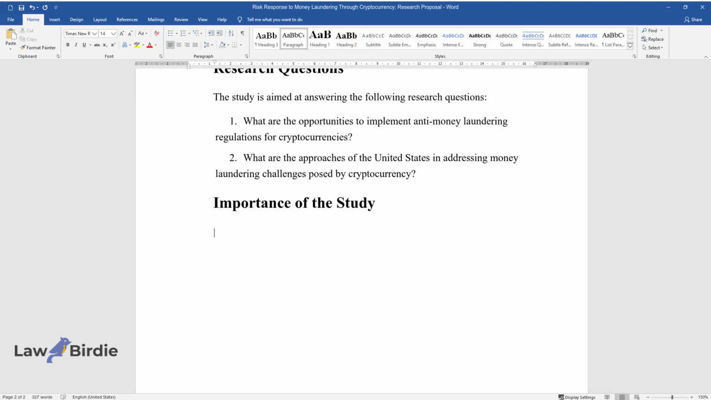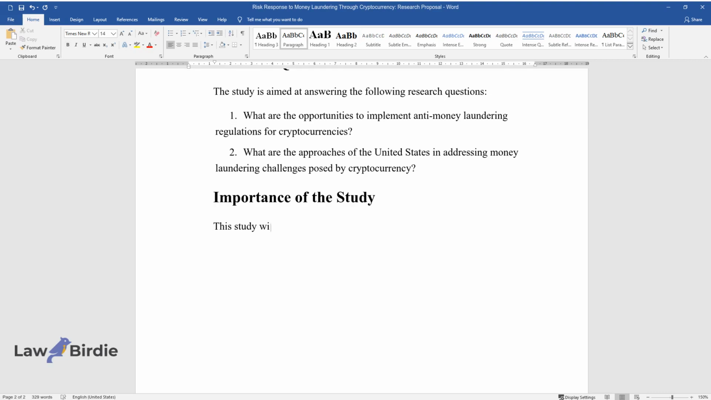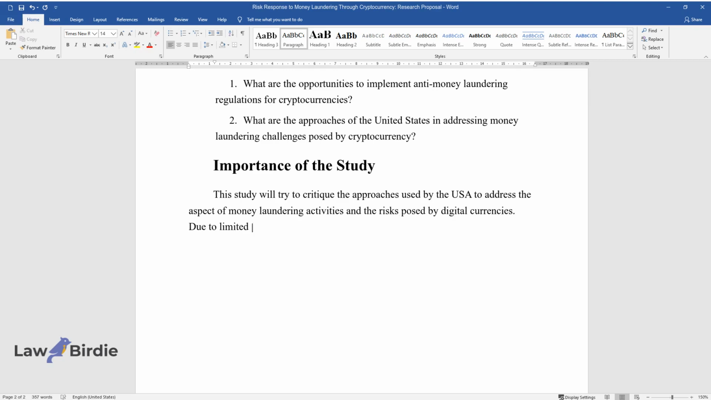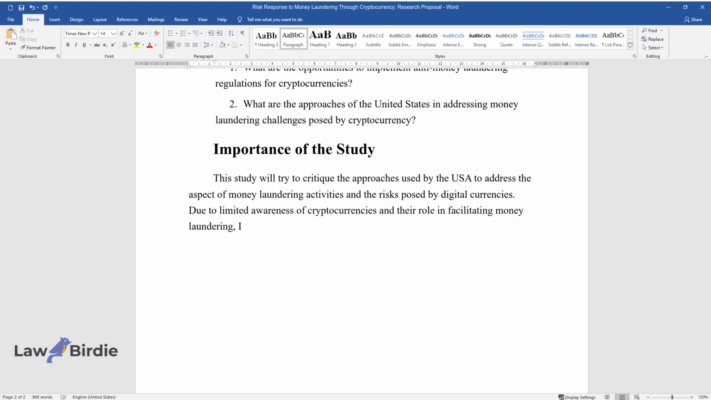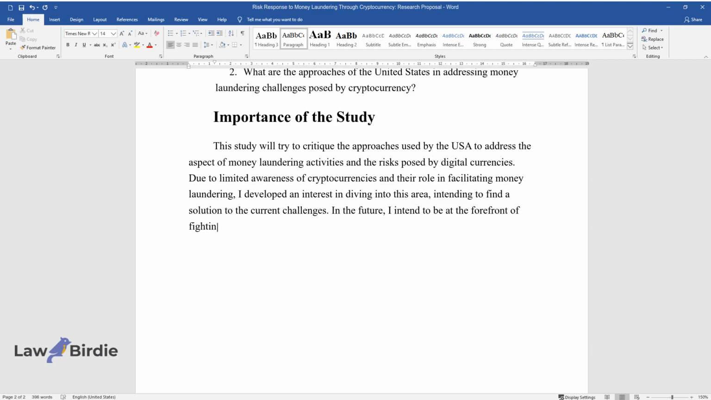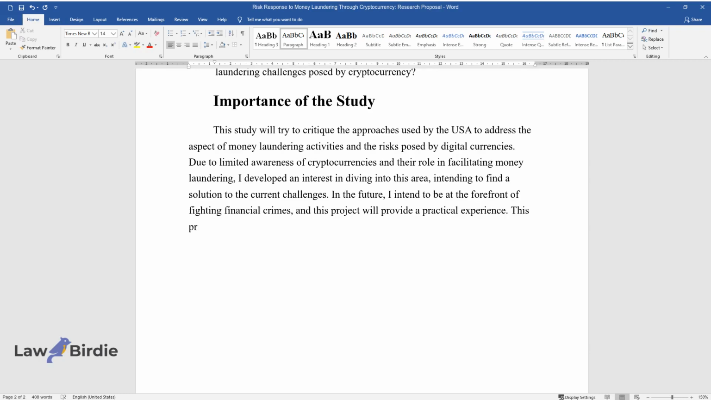Importance of the study. This study will try to critique the approaches used by the USA to address the aspect of money laundering activities and the risks posed by digital currencies. Due to limited awareness of cryptocurrencies and their role in facilitating money laundering, I developed an interest in diving into this area, intending to find a solution to the current challenges. In the future, I intend to be at the forefront of fighting financial crimes, and this project will provide a practical experience. This project aims to mitigate or alleviate some of these challenges.